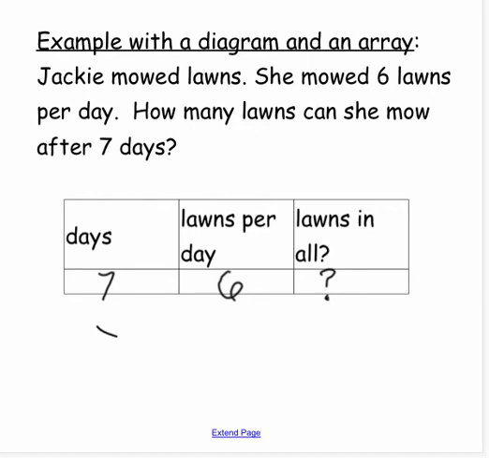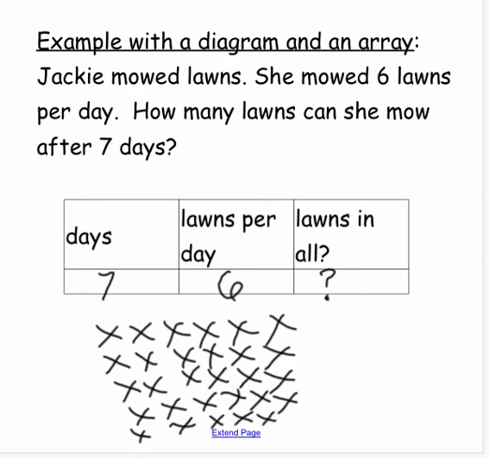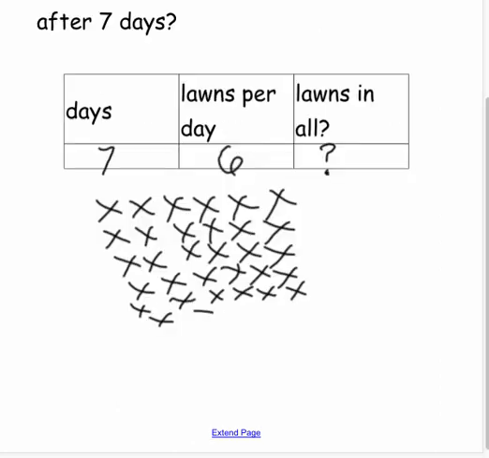She can do 6 lawns per day. I'm going to represent each one with an X. So 1, 2, 3, 4, 5, and 6. Now she's doing this for 7 days. That means I need 7 rows of these X's. Here's my second row, third row, fourth row, fifth row, sixth row, and my seventh row.